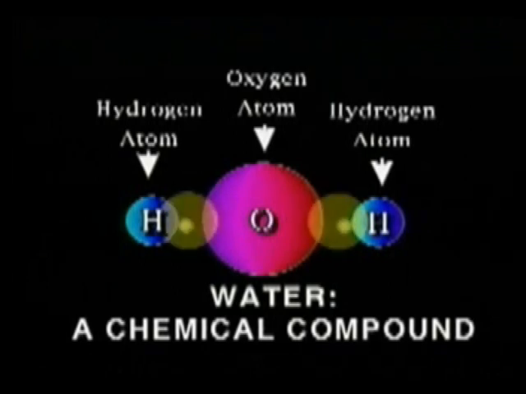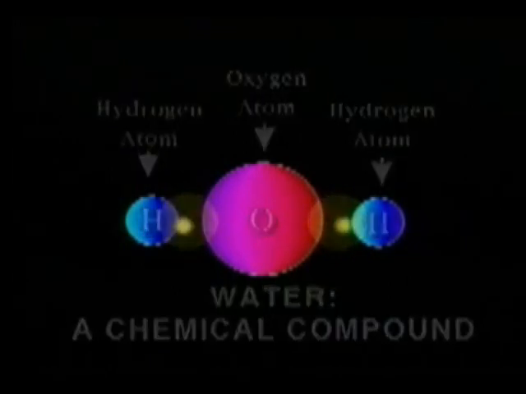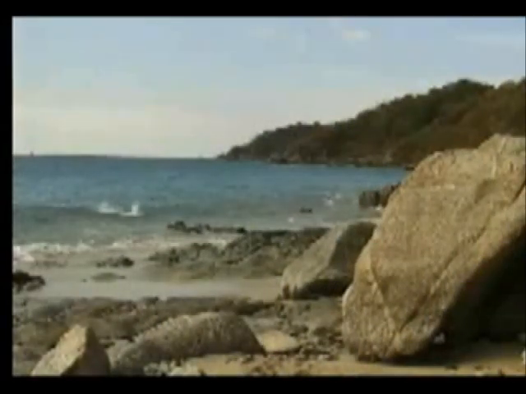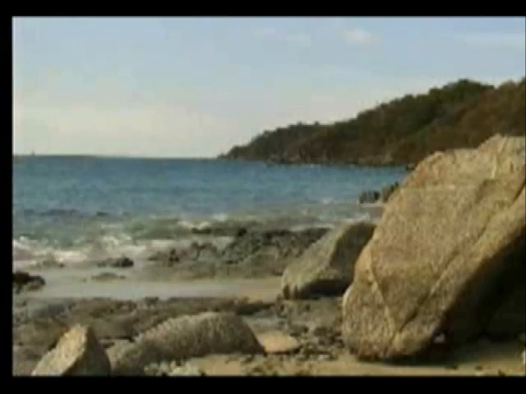It is important to note that chemical compounds have very different characteristics from those of the elements they contain. For example, at ordinary temperatures and pressures, water is a liquid. Yet under the same conditions, both the hydrogen and oxygen from which it was formed are gases.